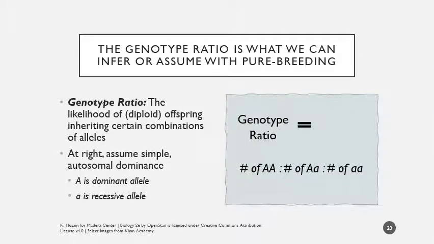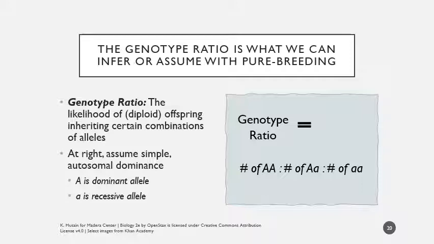Genotype ratio is something that we often have to infer or assume if we have pure breeding. Pure breeding means that we have generations and generations of individuals who are all homozygous dominant or all homozygous recessive. We know there's not some combination, some heterozygosity happening. So the genotype ratio is looking at the ratios within the progeny of particular genotypes. And here, because there's not just 2 options, we're considering whether they're homozygous dominant, homozygous recessive, or in between, heterozygous.